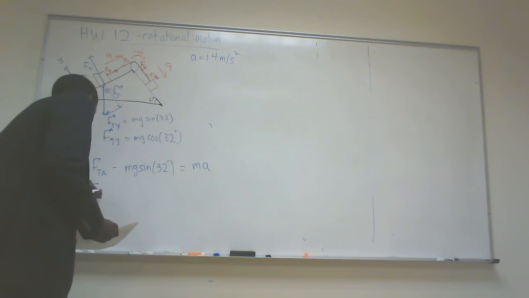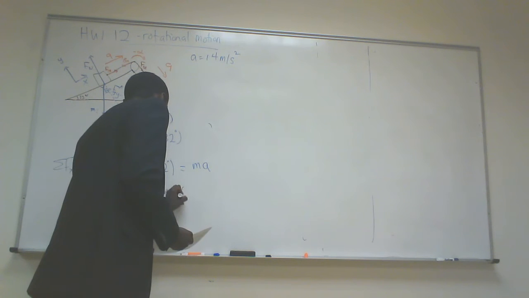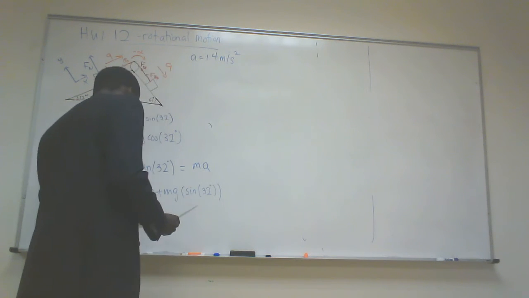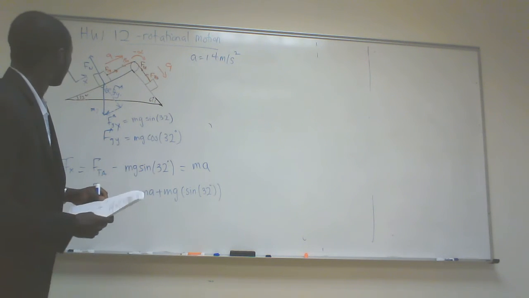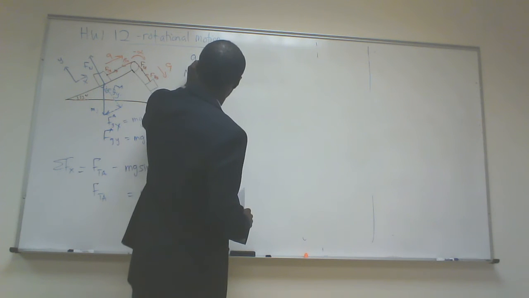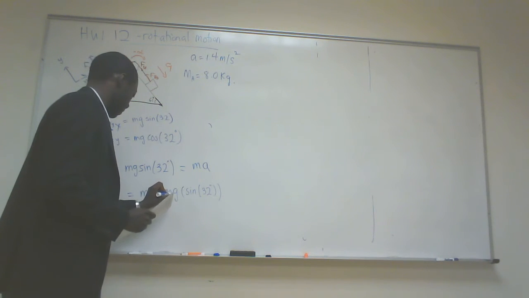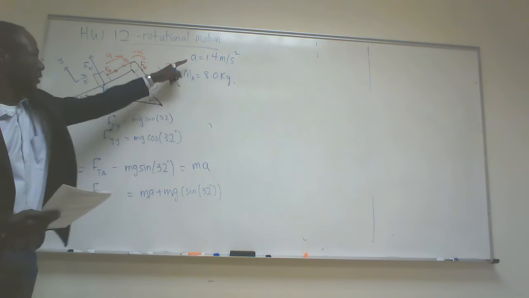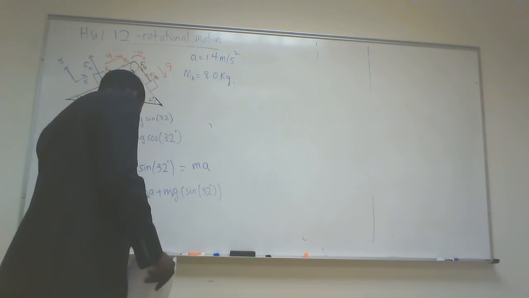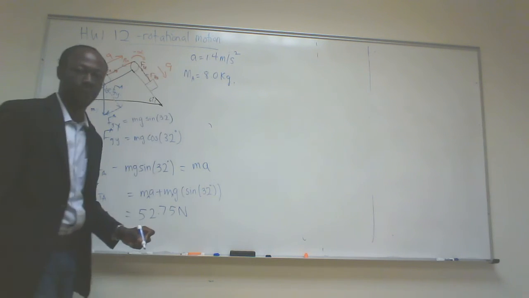So we can find FTA, which is equal to ma plus mg sine of 32 degrees. And we're told that the mass of A is equal to 8 kilograms. All right, so putting the mass of A in this equation and the acceleration of 1.4 and the value for g, we find that FTA is equal to 52.75 newtons.